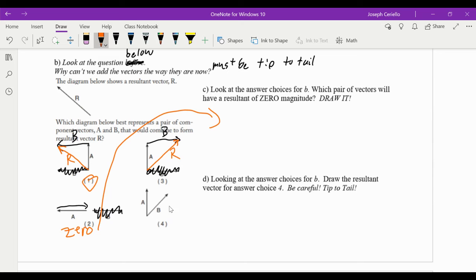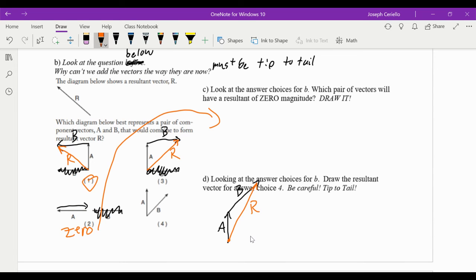Now let's look at choice 4 here, and that's actually the work we have to do for here. So we have to move one of them. Doesn't matter which one you move. So I'll draw A first. I'm just going to draw it over here. Points up. B points up and to the right, something like this. My resultant goes from the tail of A to the tip of B. Okay, it's as simple as that.